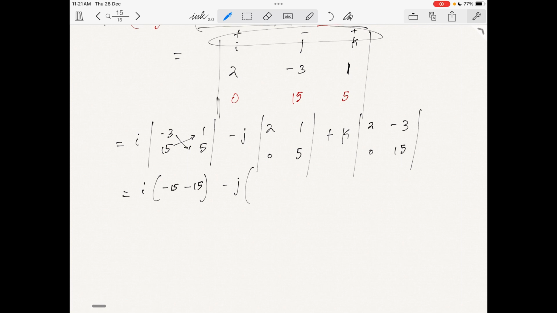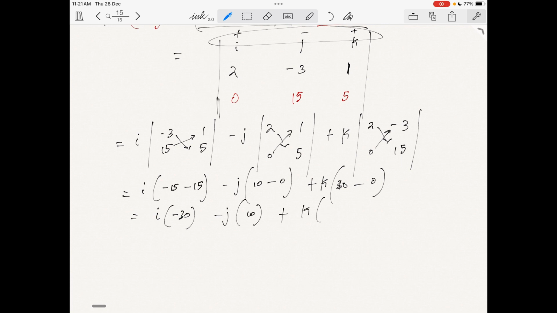That's minus 15. The following diagonal also minus 15. Minus j: 2 multiplied by 5 is 10, 0 multiplied by 1 gives us 0. Plus k: 2 multiplied by 15, that's 30, minus 0 multiplied by minus 3, that's 0. So that will give us i, minus 15 minus 15 is minus 30, minus j, 10 minus 0 is 10, plus k, 30 minus 0 is 30. Now this gives us minus 30i minus 10j plus 30k.